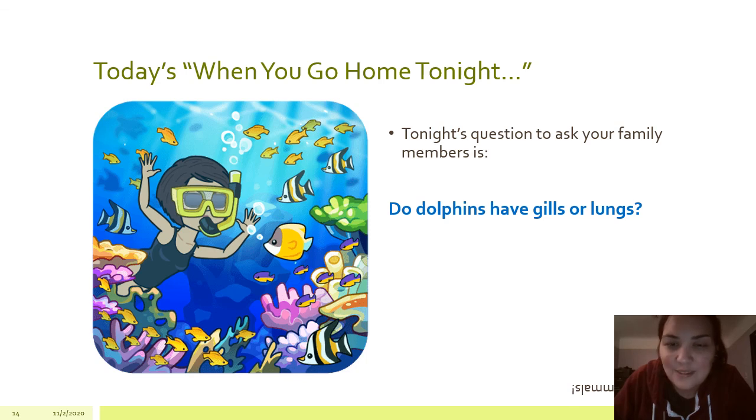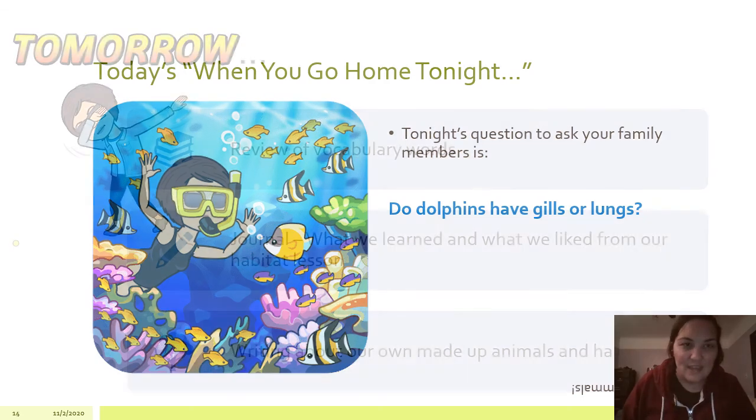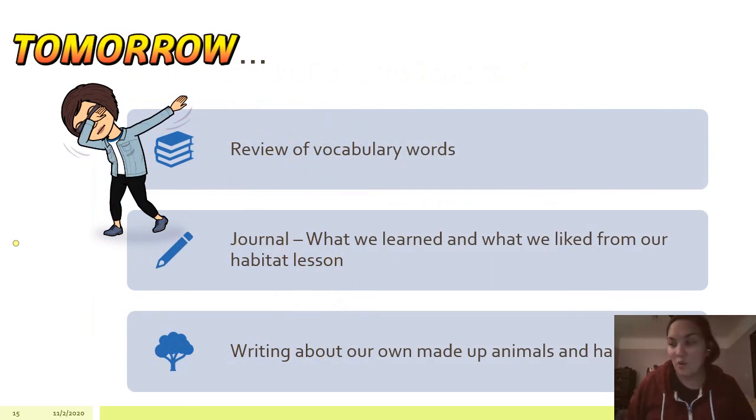I'm going to tell you the answer. The answer is down below too. Dolphins have lungs, if you can believe it. Even though they look like fish and they swim through the water, they're mammals just like humans, so they have lungs. But let's see how many of your family members know that. Okay?